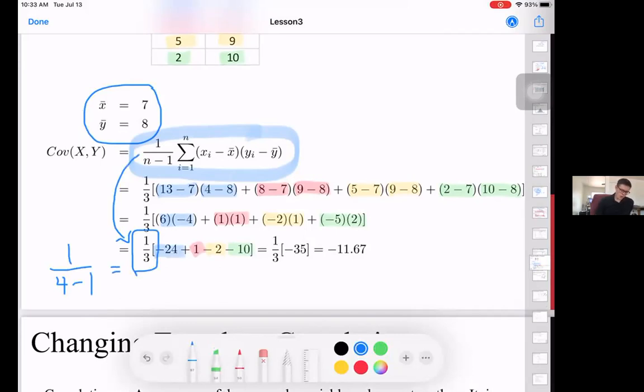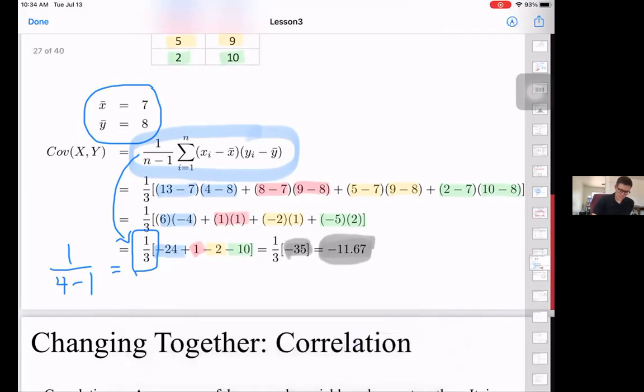Adding 24, 1, -2, and -10, we get -35 divided by 3. And when you divide by a number that isn't a factor, that number is always kind of goofy. So you get -11.66666, or we round up to -11.67.